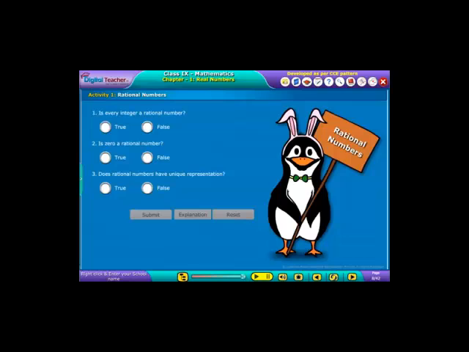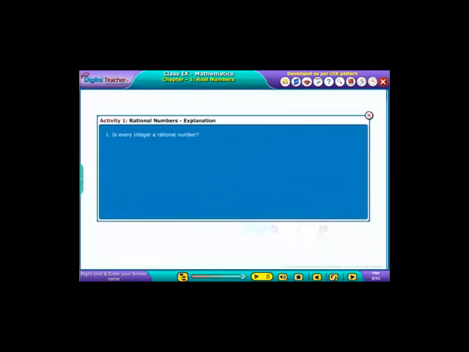Let us do a simple activity on rational numbers. Choose the appropriate answer whether it is right or wrong. 1. Is every integer a rational number? Yes. Every integer is a rational number, since they can be represented in the form p by q. For example, let us consider minus 4, which can also be rewritten as minus 16 by 4, which is a rational number.